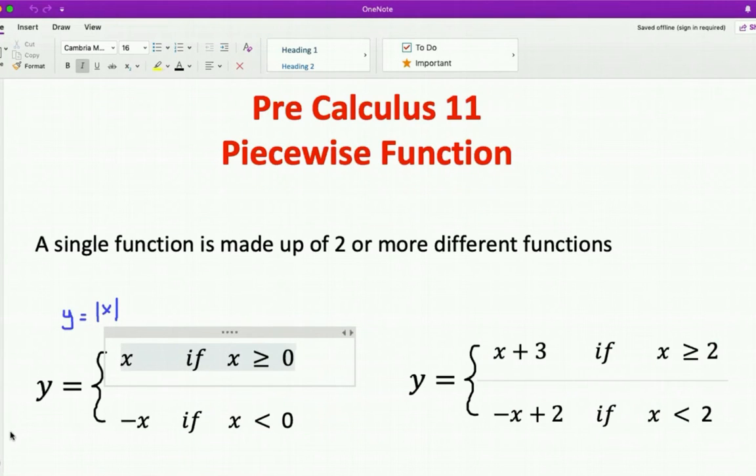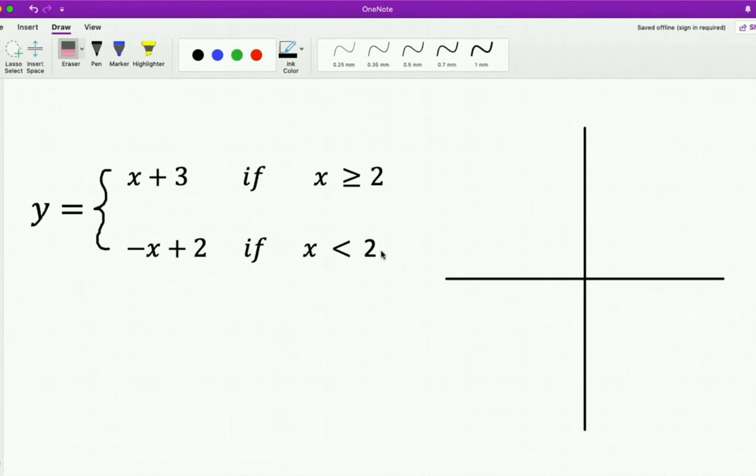Okay, so let's investigate what the graph looks like for these two piecewise functions. I'm not going to show you this function yet. I'm first going to show you this function. Basically, I want to show you the graph for this function. So before graphing this type of function, let's investigate the meaning of this piecewise function.